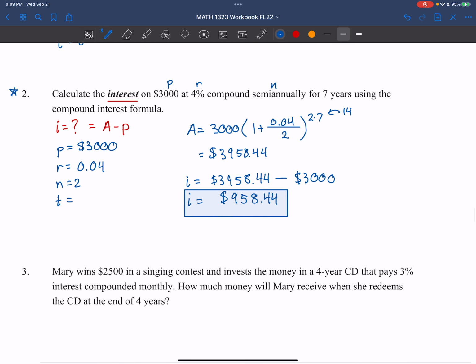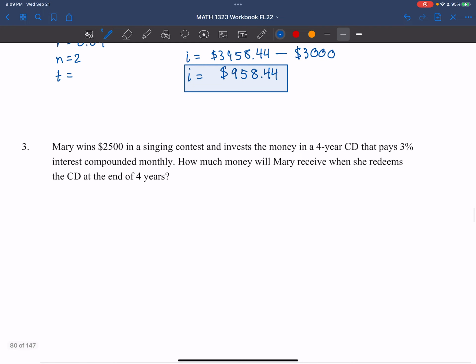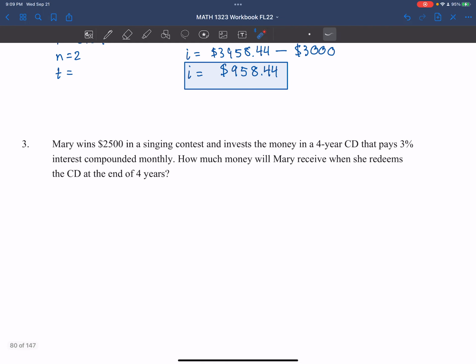All right, let's look at number 3. We have a scenario here. Mary is a good singer and wins $2,500 in a singing contest. Being the savvy person Mary is, she invests the money in a 4-year CD that pays 3% interest compounded monthly. How much will Mary receive when she redeems the CD at the end of 4 years?